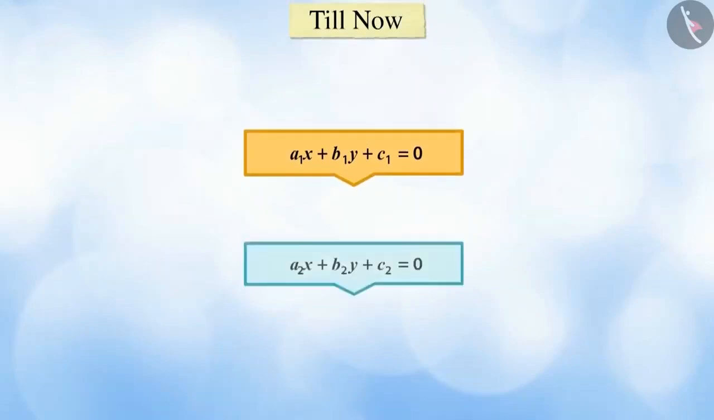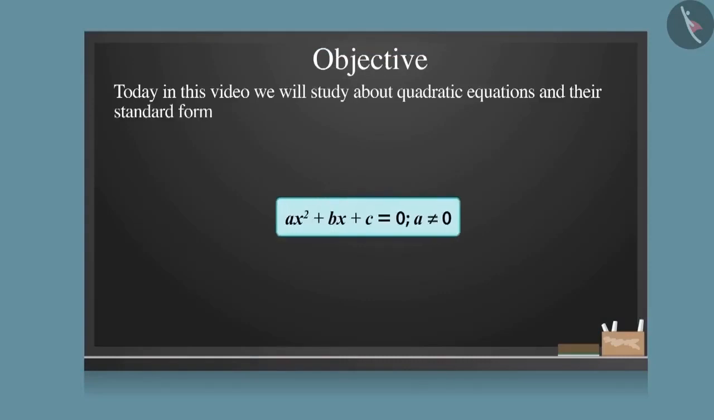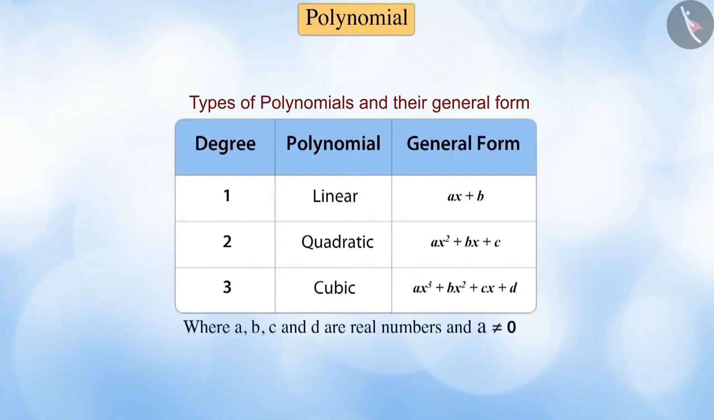Till now, we studied about linear equations in two variables. In this video today, we will study about quadratic equations and the standard form of quadratic equations. In the previous session, you have already studied about polynomials. Do you remember about quadratic polynomials? Can you tell what would be its general form? Very good. The general form of a quadratic polynomial is ax square plus bx plus c.